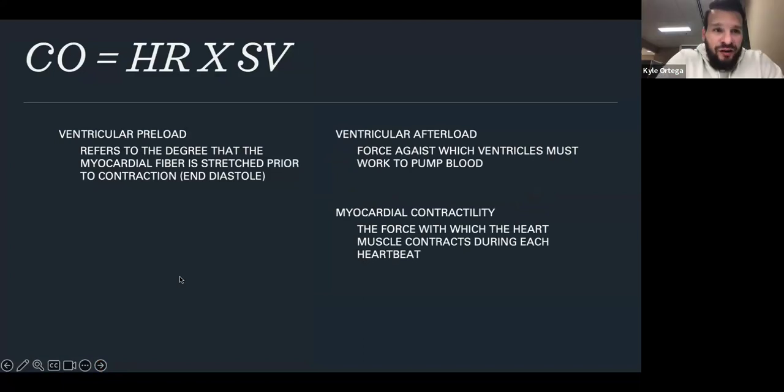And now we're going to talk about cardiac output, which is heart rate times stroke volume. The components of stroke volume: you've got ventricular preload, which refers to the degree that the myocardial fiber is stretched prior to contraction. The afterload, which is the force against which the ventricles have to work to pump blood. And myocardial contractility is the force with which the heart muscles contract during each heartbeat.